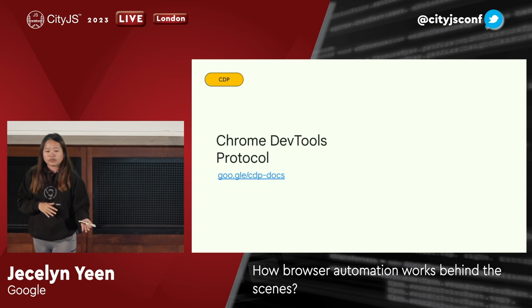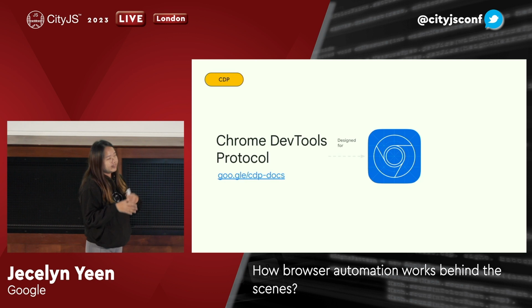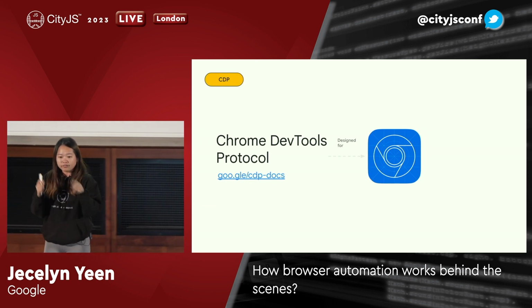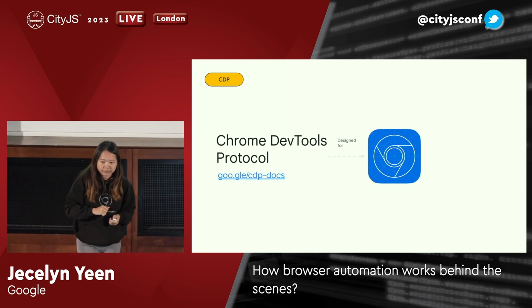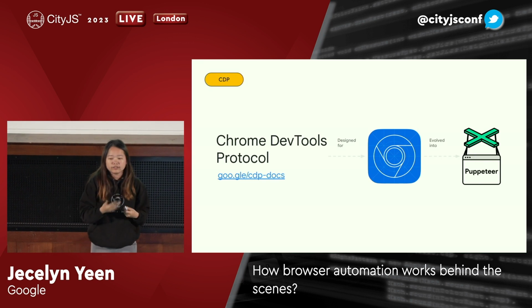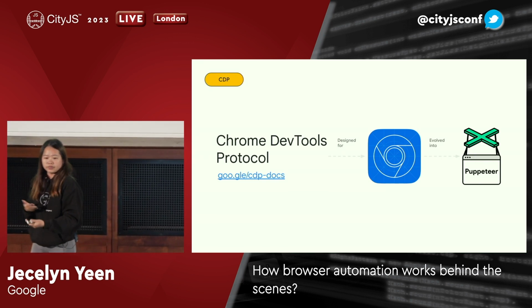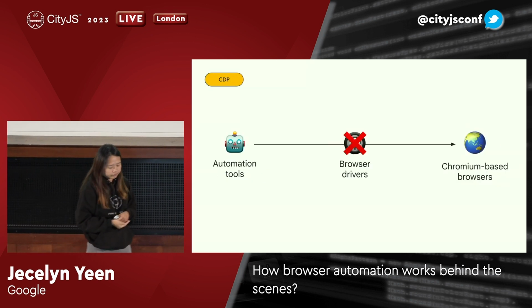So next, let's talk about Chrome DevTools Protocol, CDP. This protocol was initially designed for Chrome DevTools. So when you use Chrome DevTools to inspect your page, behind the scenes, you are using CDP. And slowly it evolved, because it's so powerful and so speedy, into an automation protocol. People use that for test automation.